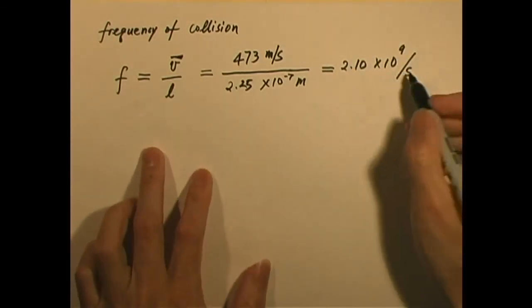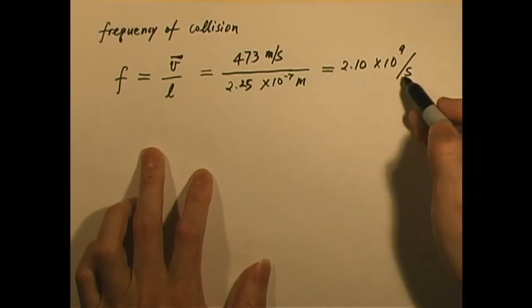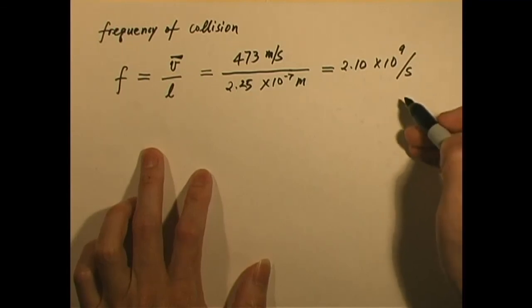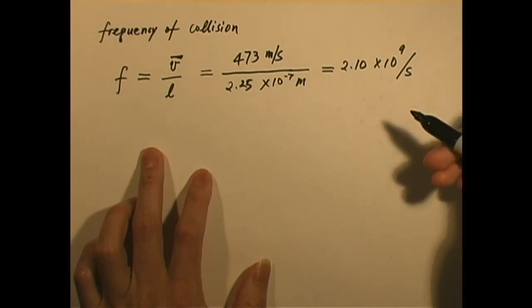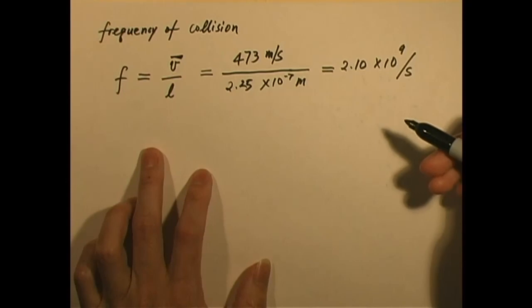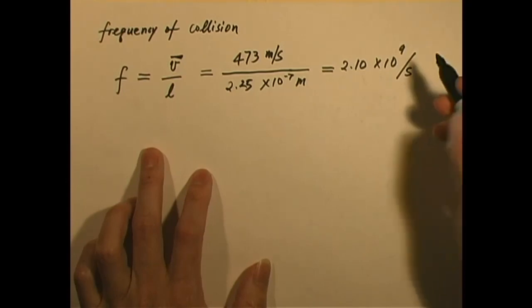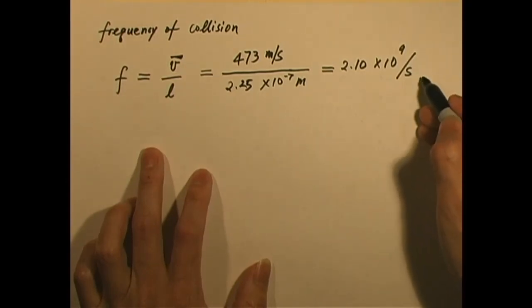Look at that. This is 2.1 billion collisions per second. So each molecule will have to collide more than 2 billion times with other molecules per second. This tells you how frequent the collision is, and tells you there's an efficient way for energy to be propagated by molecular collision, because the collisions happen very, very quickly.